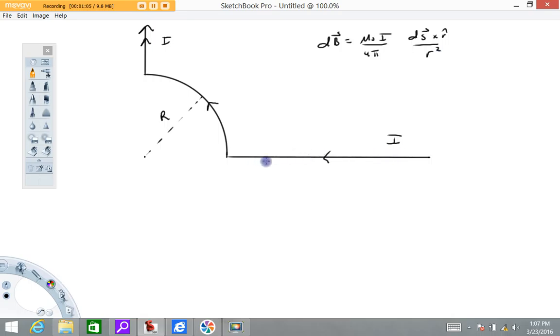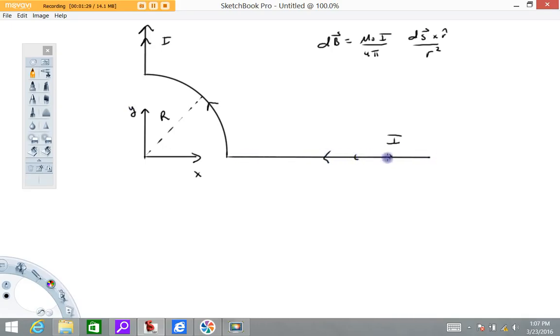So first of all, let's talk about this segment. Actually, before we do anything, we should put a coordinate system in this because we're dealing with vectors. So I'm going to go ahead and put a coordinate system right here: x, y. Now, to deal with this wire segment, what I'm going to do is break this into chunks.